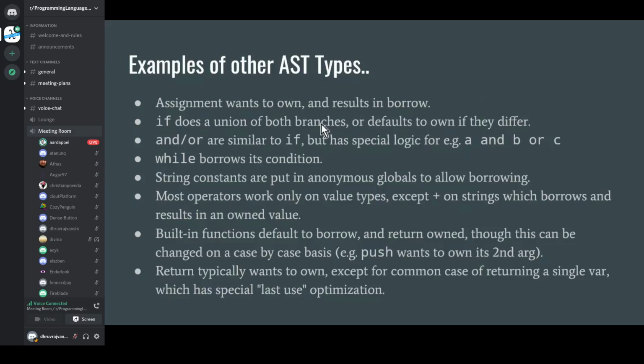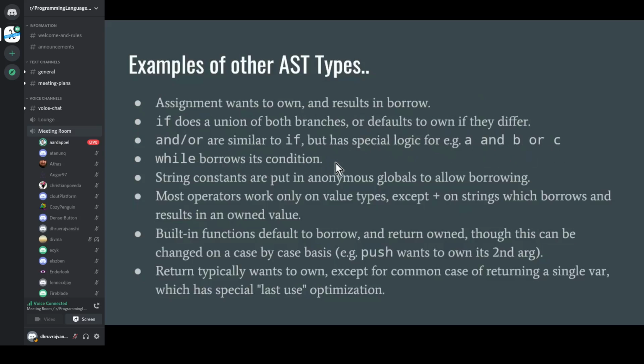Of course, conditionals do a union of both branches. If the branches differ in terms of whether they want to be owned or borrow, it currently defaults to owning. So it will turn the one borrowing branch into owning, which presumably results in a reference count increase at the moment. We have and or that are similar to if, but have special logic for things like A and B or C. So there's, in terms of what values get passed through.